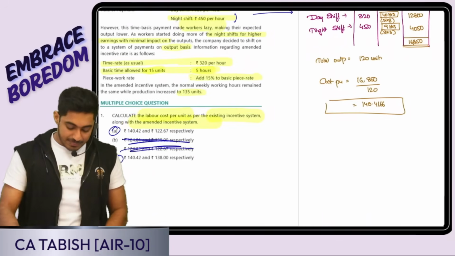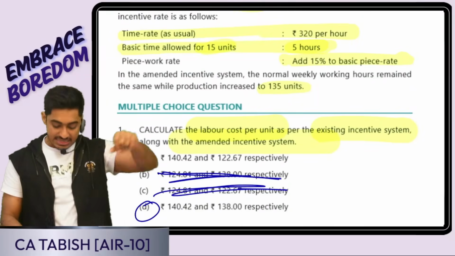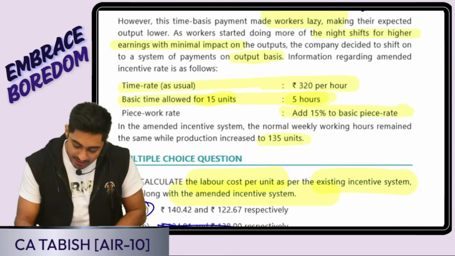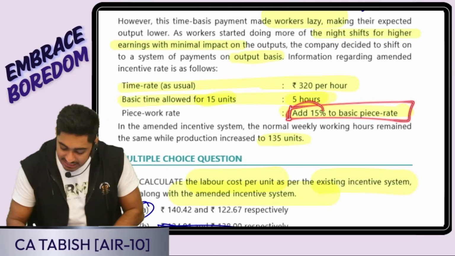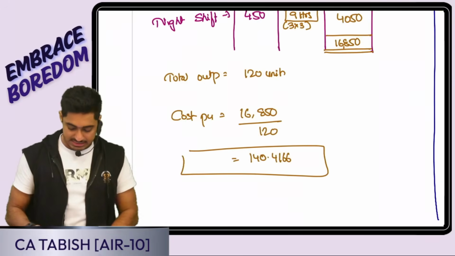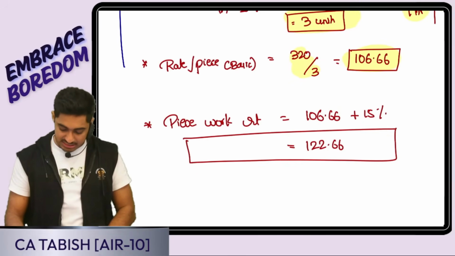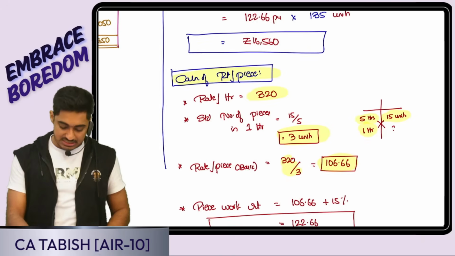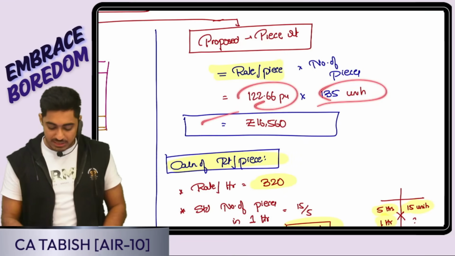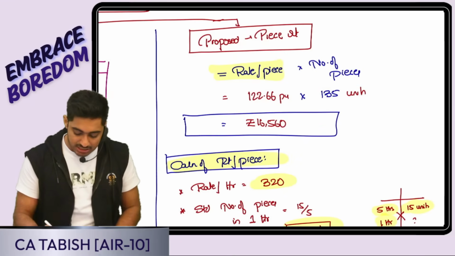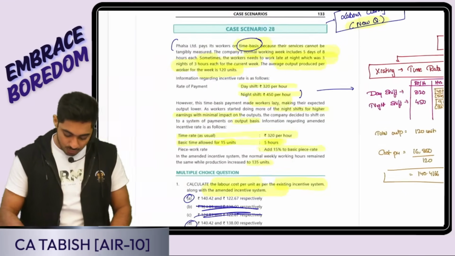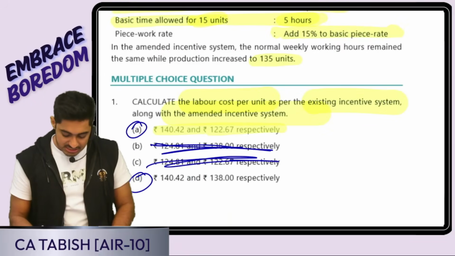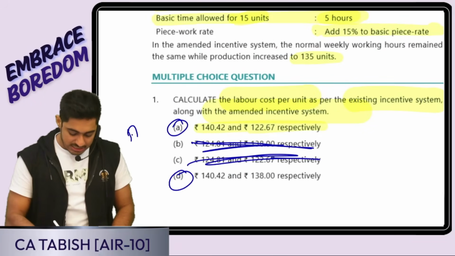But the company is telling that, boss, this is your basic rate, but we are giving you 15 percent extra on the basic piece rate. That is 106.66 plus 15 percent, you will be getting 122.66. Yes or no? If you multiply this, you will get the total wages, but if you want the rate per piece, it is 122.66. So 122.67 comes in option A. So option A is going to be the answer.